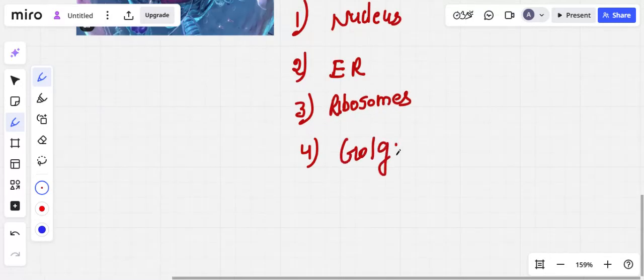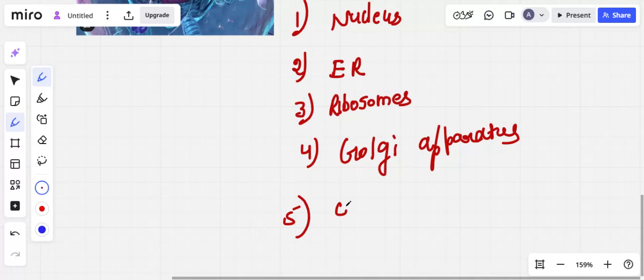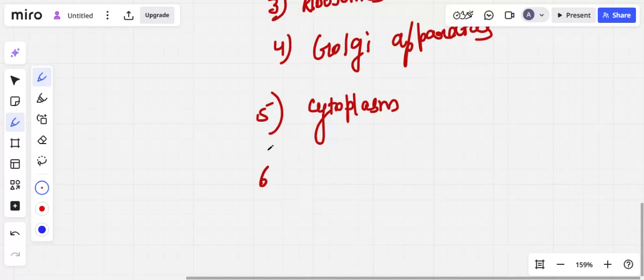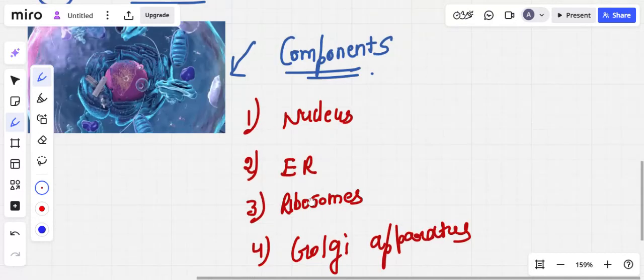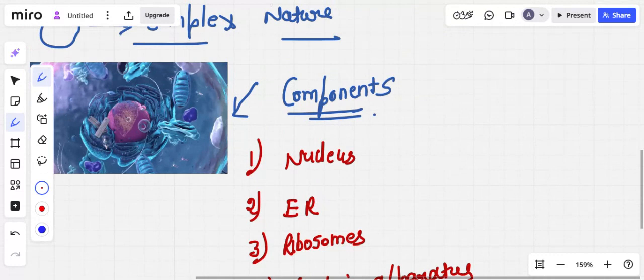Golgi apparatus. Then we have a cytoplasm. Then we have the cell membrane, and furthermore. So they all are the parts of your cell. They all are the components of the cell, right?